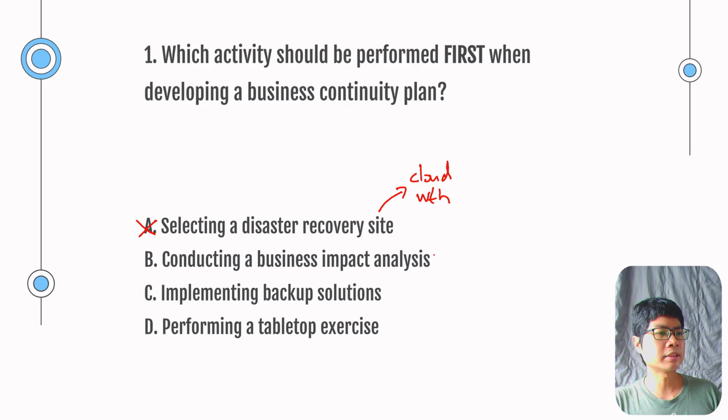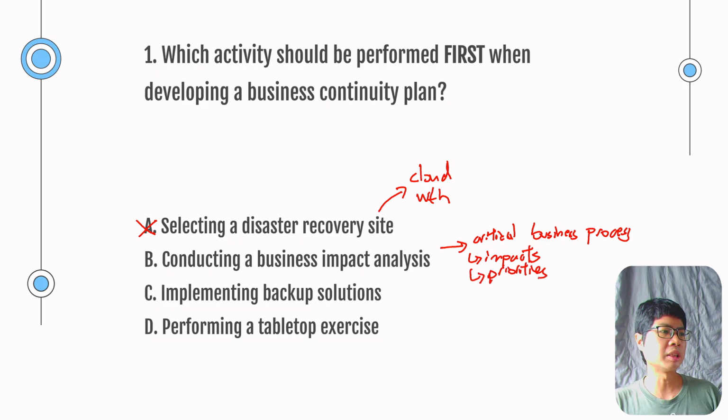Conducting a business impact analysis. For now, this seems like a very promising option because we are looking at what the critical business processes are, and obviously what the impacts are, and finally setting the priorities on what needs to be recovered in a timely manner. Okay, this is most promising at the moment, but let's take a look at C, implementing backup solutions. For this question, we are looking at what needs to be done first, and implementing backup solutions is definitely not the first thing to be done, because we need to identify what needs to be backed up.